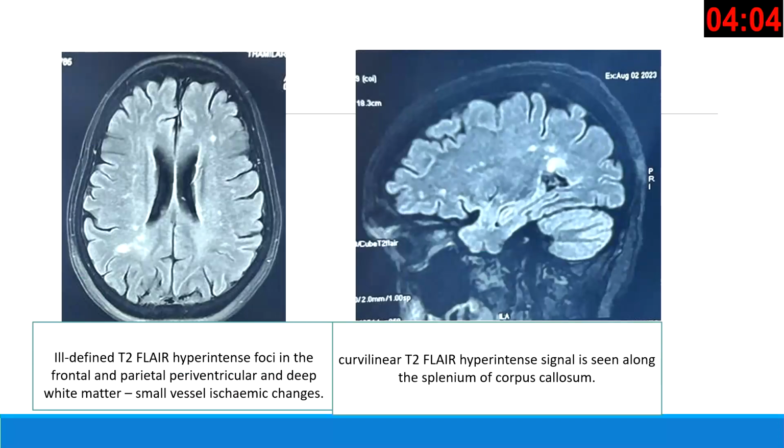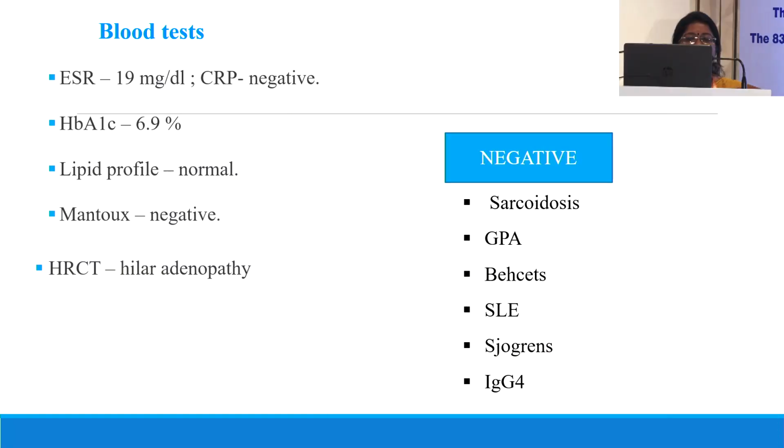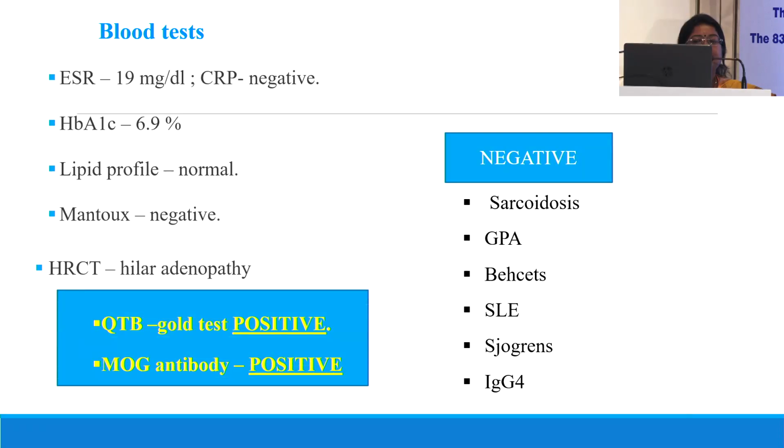So we did our routine labs for her, and most of them were negative. She was negative for all the autoimmune, granulomatous and spectrum disorders, but these two came positive. So she has an HRCT showing nodes, she is positive for MOG, and she is positive for quantiferon. So now what do I do?